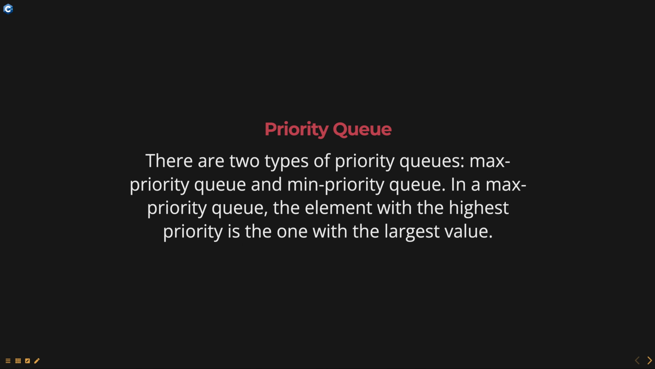There are two types of priority queues, max priority queue and min priority queue. In a max priority queue, the element with the highest priority is the one with the largest value. In a min priority queue, the element with the highest priority is the one with the smallest value.